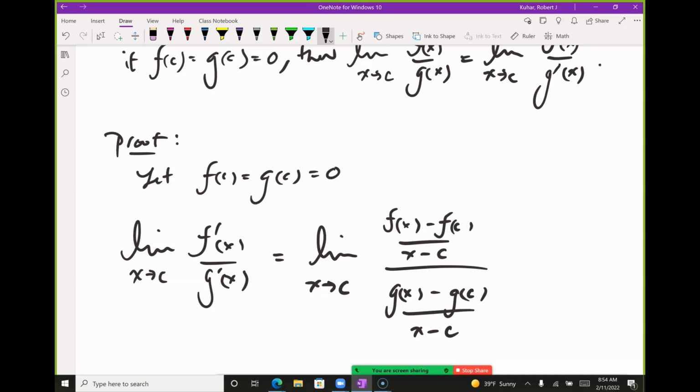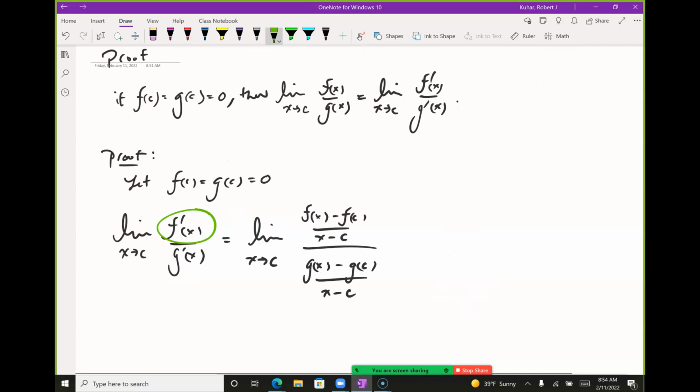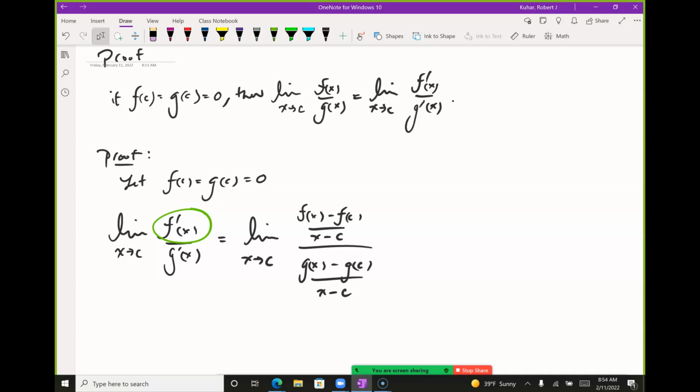Right? So I've taken this derivative and put in that definition of the derivative upstairs. And you see I'm still taking a limit. I'm taking the limit of upstairs, I'm taking the limit of downstairs. Well, I don't know if you see it. First of all, we agree with that, right? f prime of x has got that definition. g prime of x has got that definition. And you can clearly see if I plug in c, I get 0 over 0 upstairs and downstairs.